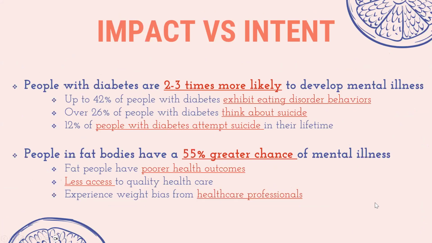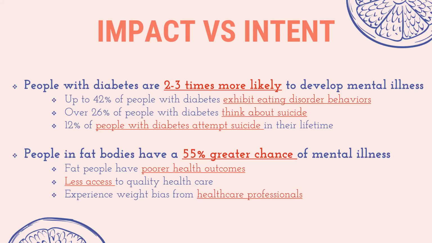As we're considering the impact versus the intent, we want to remember the intent of our words does not matter. It is the impact that they have. We can have all the good intentions we want, but what is important is what happens as a result of those words that we say. Because obesity and diabetes are so closely thought to be intertwined, even though only about 30% of the United States has some form of diabetes, whereas 72% of the United States is considered overweight or obese, these are very closely intertwined together. People with diabetes are 2 to 3 times more likely to develop a mental illness.